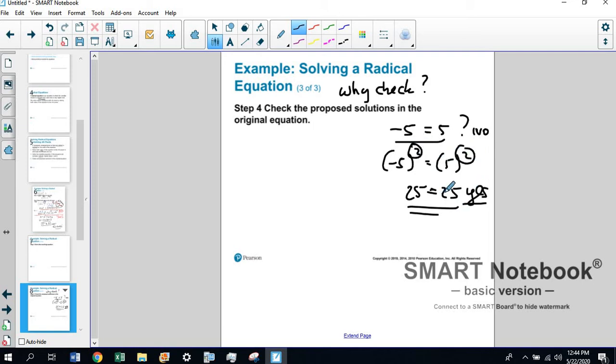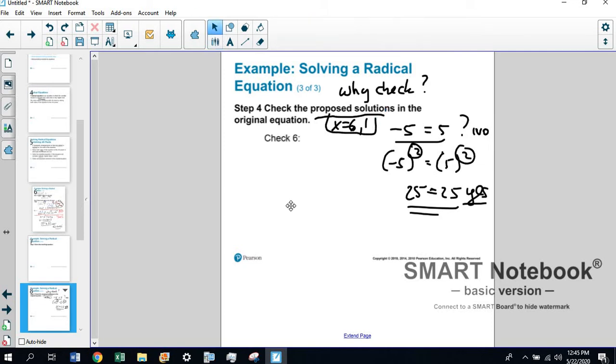That doesn't mean that we can't square both sides. That just means you have to check yourself. We have no other way of getting rid of the square root other than to square both sides. Okay, so what was our solution? 6 and 1. We need to check 6 and check 1 in the original equation, all the way back to the original.